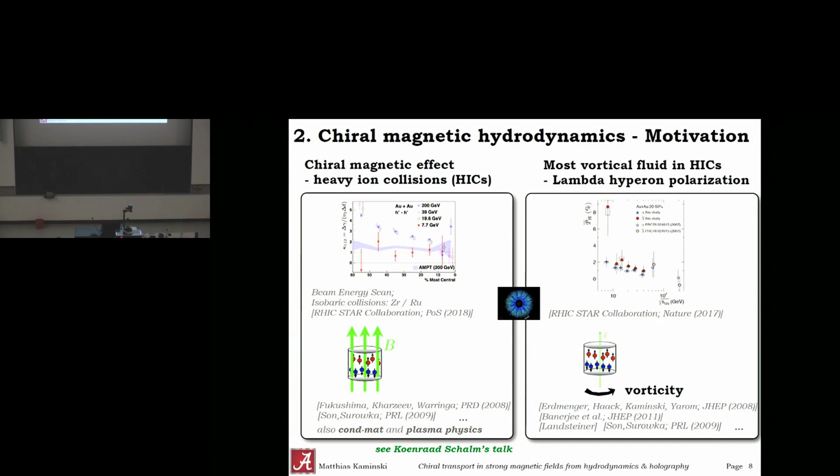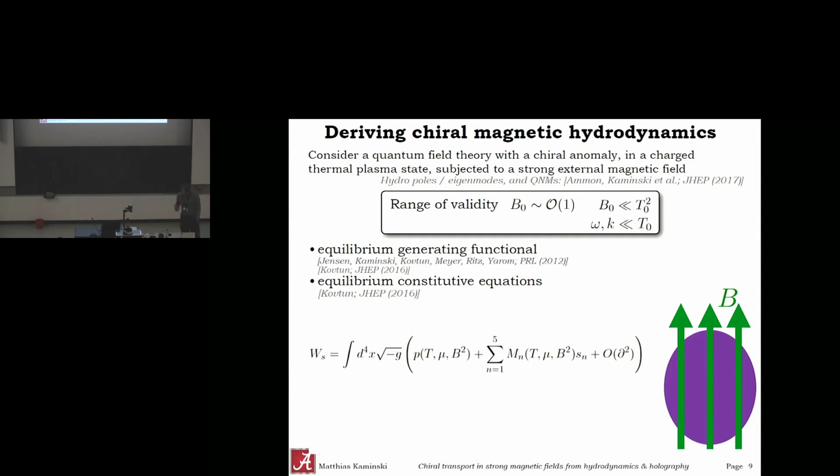All right, so the point of this whole slide is that there is experimental data being taken as we speak that motivates looking at these effects of strong external fields. I'll focus on the strong external magnetic field. And here's my quick slide showing how to derive this, how Landau and Lifshitz basically also went about constructing hydrodynamics.